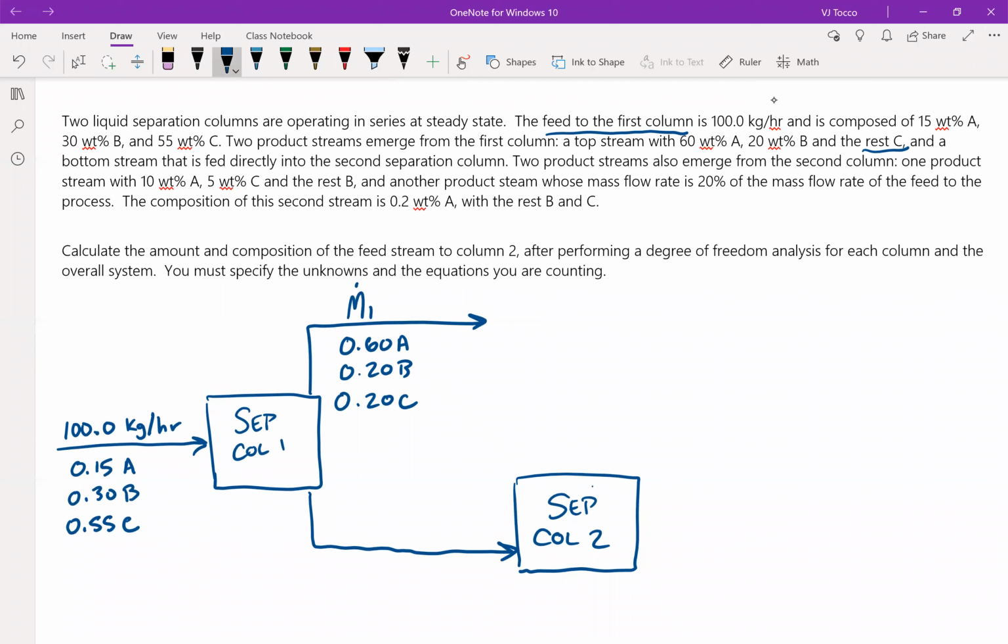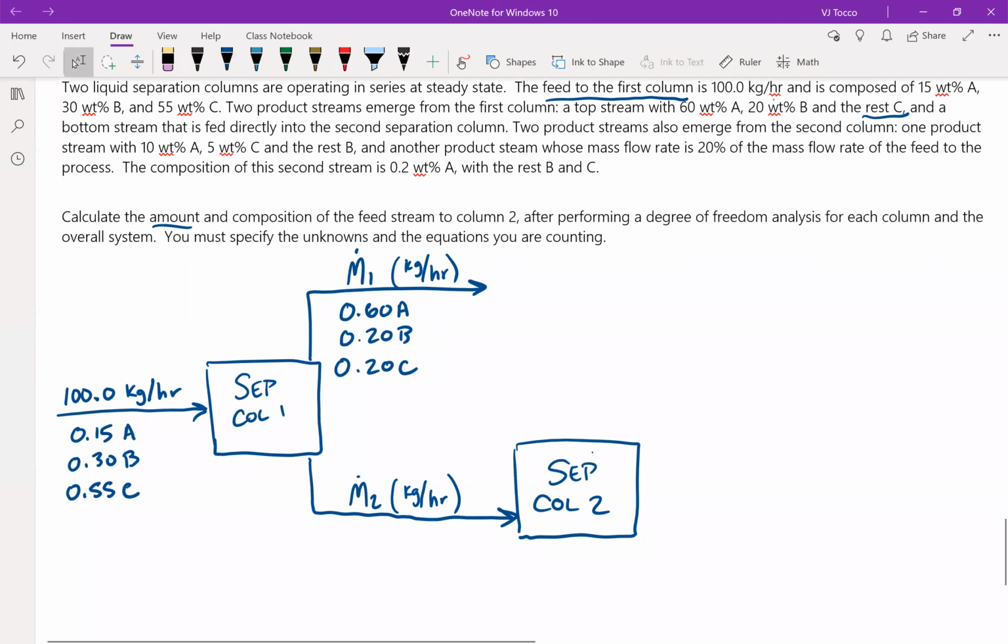All right, so I have a mass flow rate. This is going to be in kilograms per hour, just to make sure that we keep our units consistent. And I'll call this flow rate M2 kilograms per hour. We don't know what it is yet. Remember, that is the point of the problem. Amount and composition of the feed stream to column 2. That's what this is. And I'm going to need mass fractions here. This is going to be X2A, X2B, and X2C.